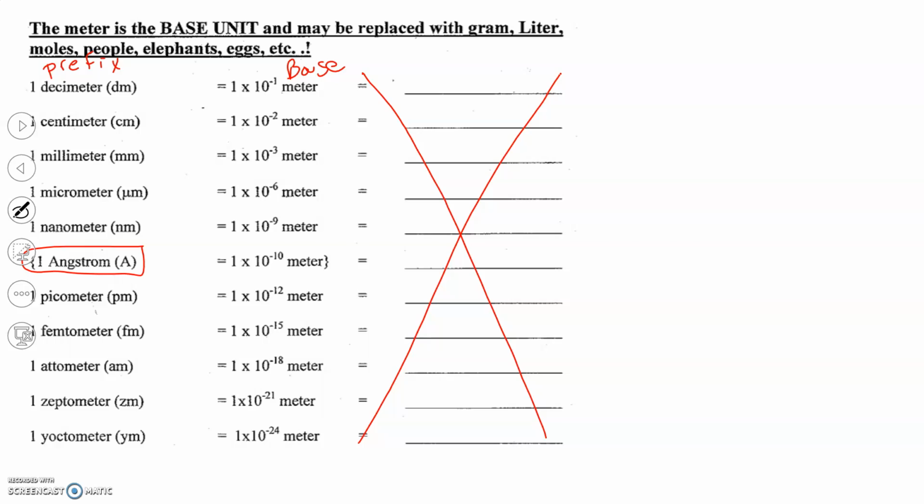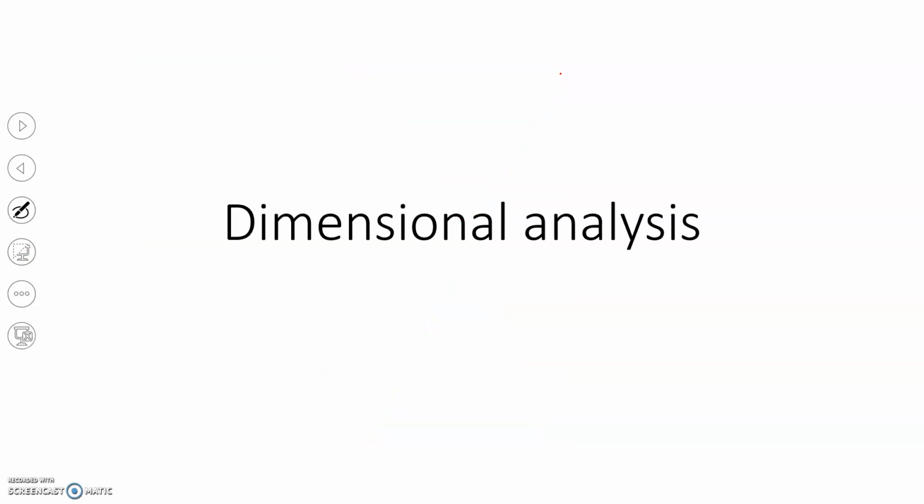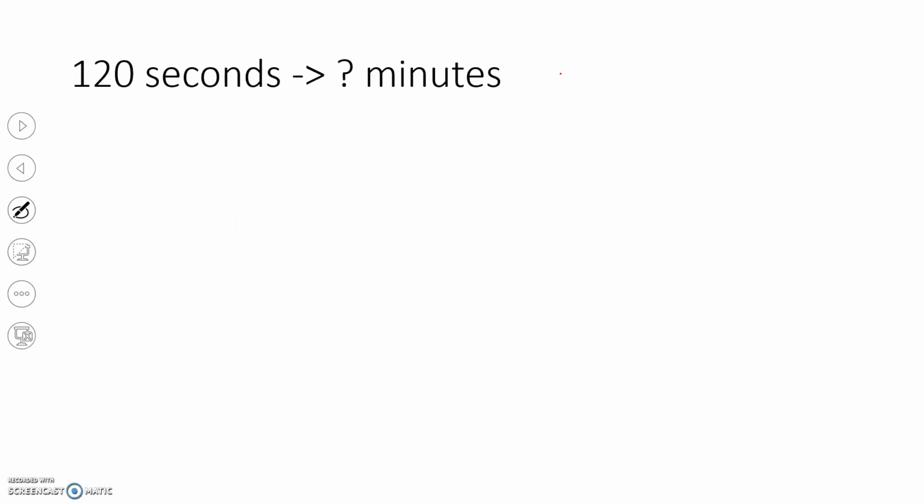So let's start talking about dimensional analysis. All dimensional analysis is, is converting in between two different units. The first thing that I want to show you guys is just a very basic problem, and kind of how we set it up before I show you how to use the metrics charts. This is going to be a very standard way of seeing our problems. We're going to take 120 seconds and convert it into minutes. So how many minutes are 120 seconds?